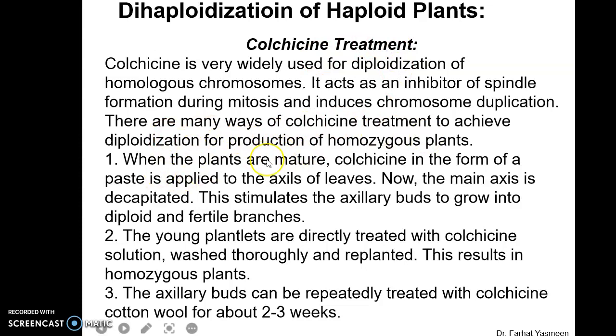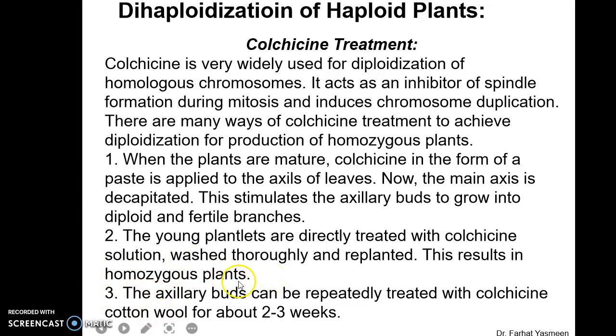First of all, when the plant is mature, colchicine in the form of paste is applied to the axils of the leaves, and the main axis is decapitated. This stimulates the axillary buds to grow into diploid and fertile branches. Another case is when young plantlets are directly treated with the colchicine solution, washed thoroughly and replanted. This also results in the formation of homozygous plants.